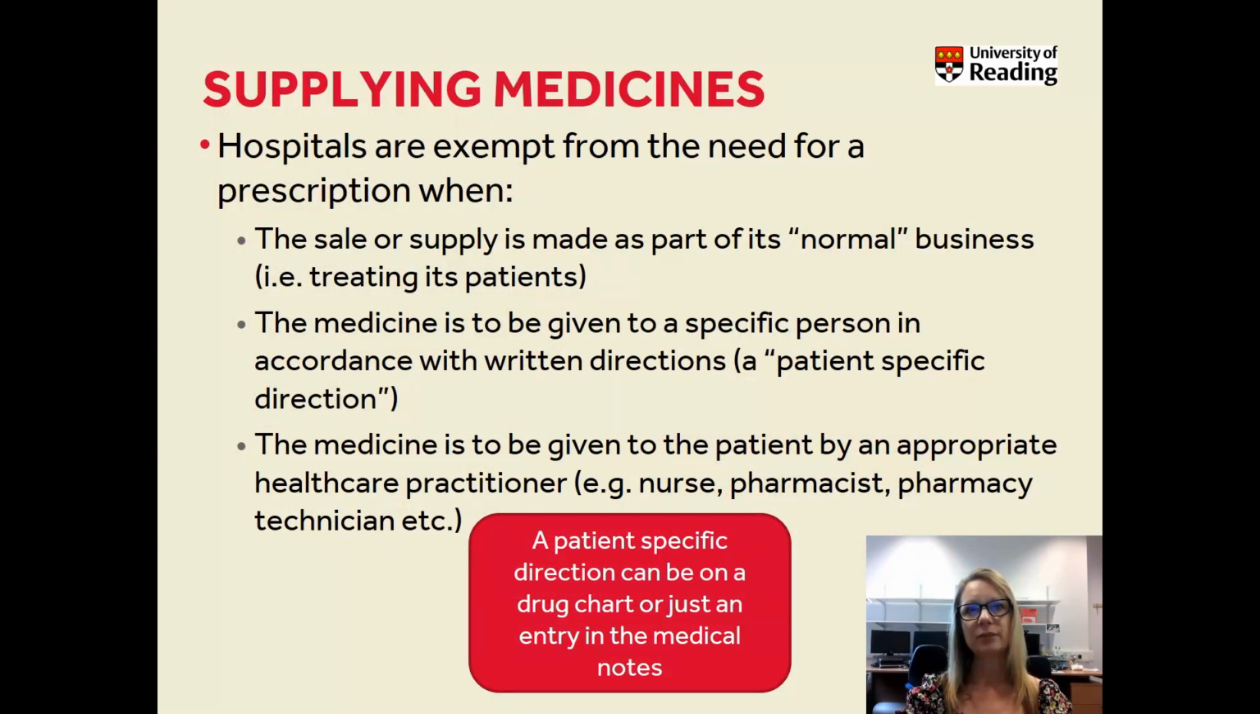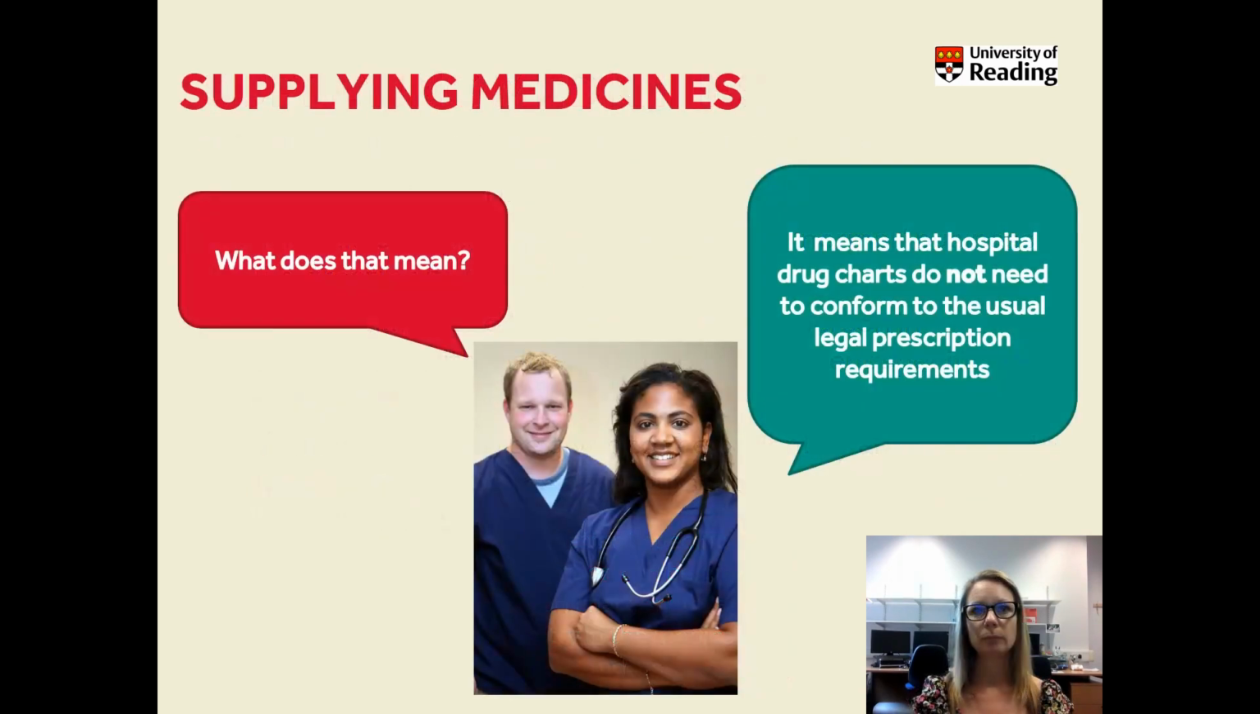Hospitals are exempt from the need for a prescription when the sale or supply is made as part of its normal business. The medicine is to be given to a specific person in accordance with a written direction. Now that written direction might be on the drug chart or within the patient's notes, and the medicine is to be given to the patient by an appropriate healthcare practitioner, so a nurse, pharmacist or pharmacy technician. So this means that a hospital drug chart does not need to conform to usual prescription requirements. And you'll learn about these prescription requirements later on in the year. So at the beginning of spring term, you'll start doing things like dispensing and prescription screening.